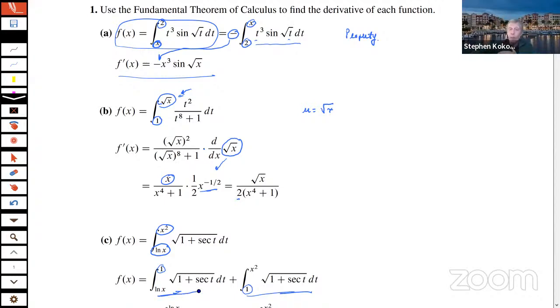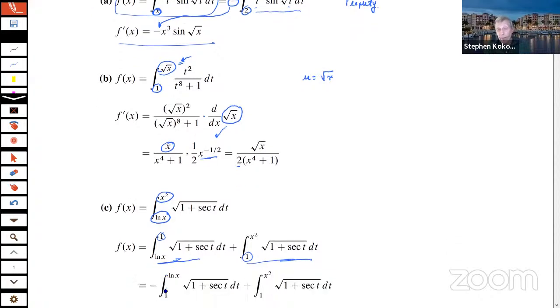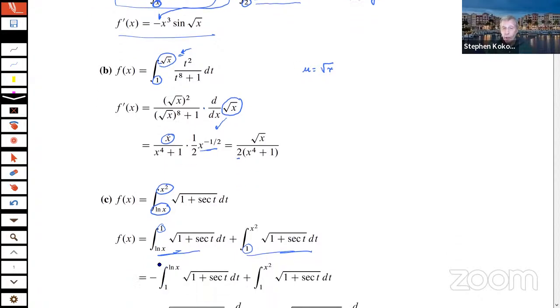I need to use another property, that same property of definite integrals, where I reverse the bounds and put a negative sign out in front. And in both cases, I'm going to have to use the chain rule. So here, I flip the bounds. Here, I kept the bounds the same so that I have the constant as the lower bound.